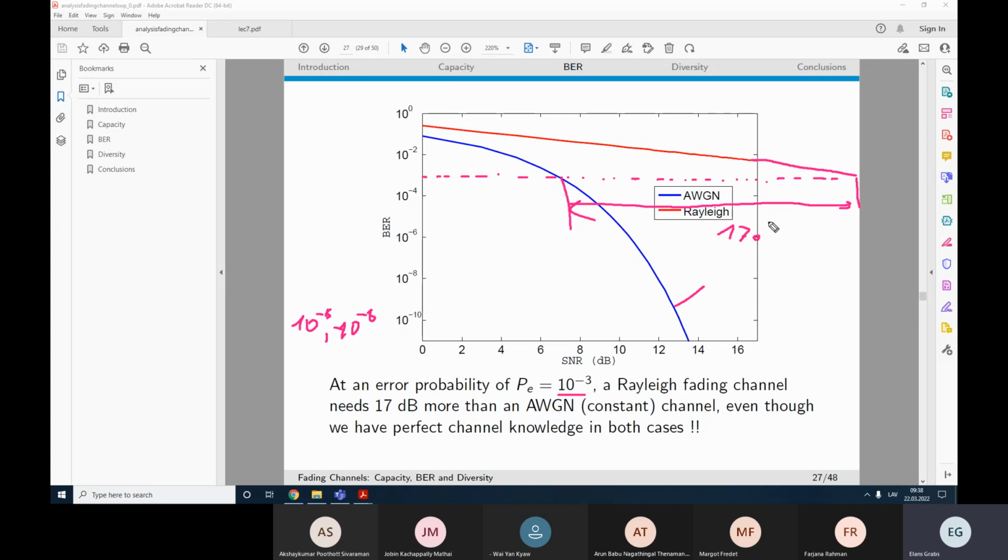So here we have a 17 decibel difference just because this channel has Rayleigh fading, which comes from different objects, which, as you imagine, is natural for a city. Furthermore, considering that you are having a mobile phone and are moving in the city, these channel properties also change in time. So even though we have perfect knowledge about the channel in both cases, the Rayleigh channel shows much worse performance.